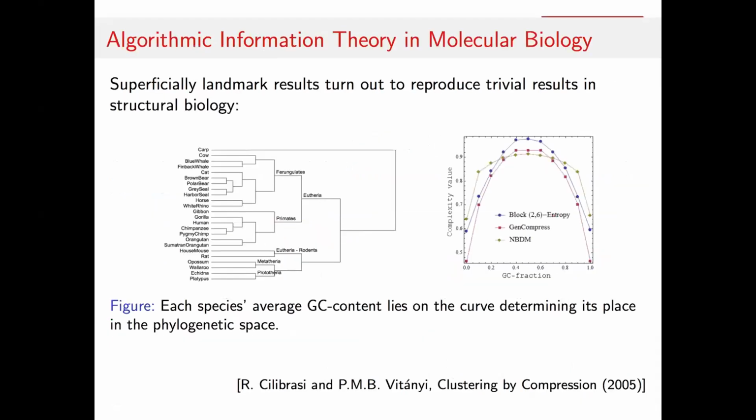So there are a lot of people who have chosen to go with popular lossless compression algorithms. And this is a landmark paper in the area from 2005, where they were able to reproduce phylogenetic trees by looking at the compression ratio of full genomes. And the interesting thing is that they came up with basically the exact biological phylogenetic tree that corresponds to what is known in biology. But there are two problems here.